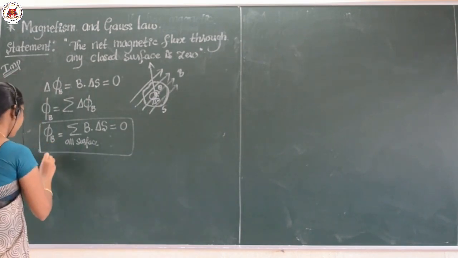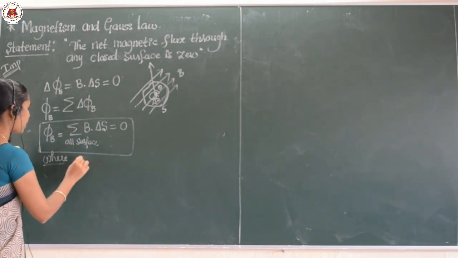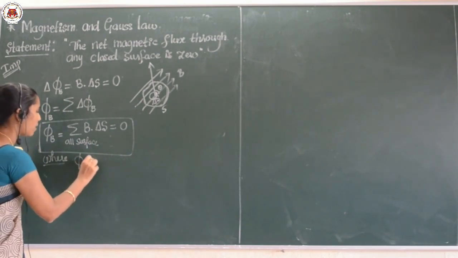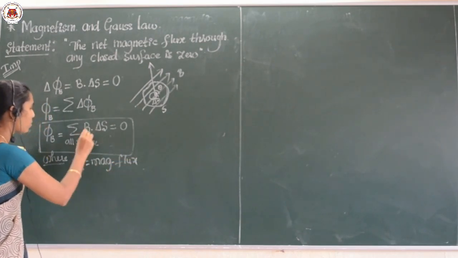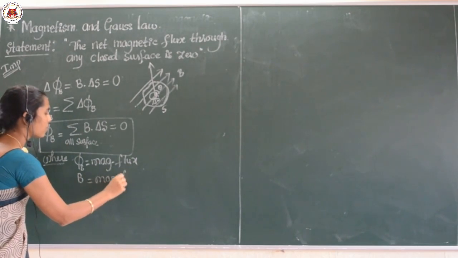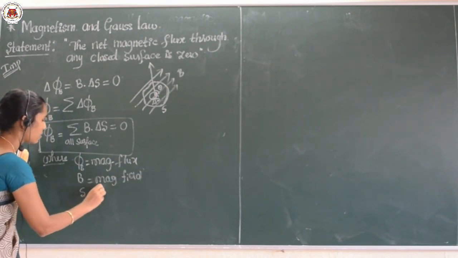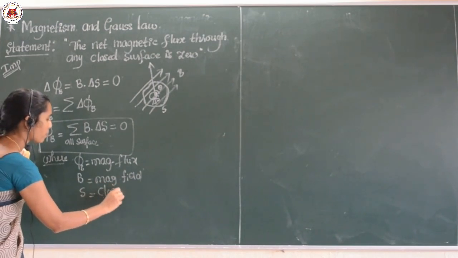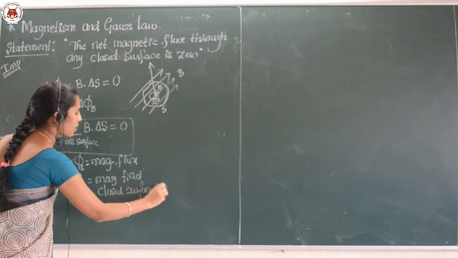You can write here, if they ask what the expression means, that phi B is the magnetic flux. What is B here? Magnetic field. Okay, then what is S here? It is the closed surface area.